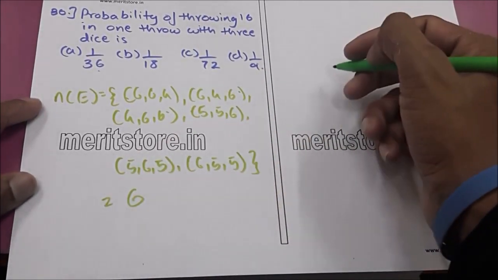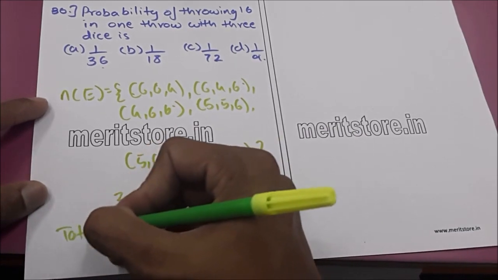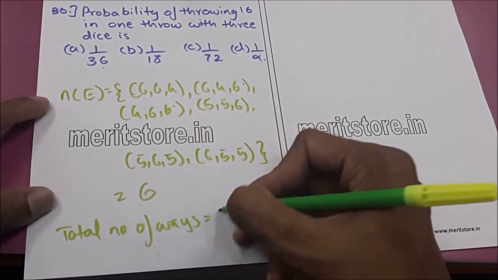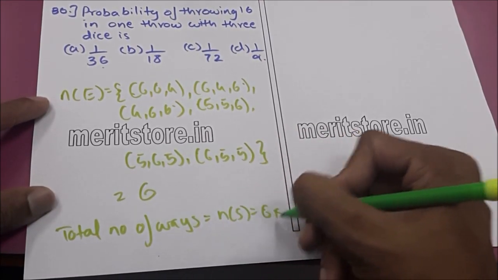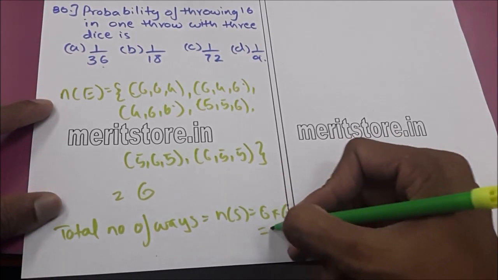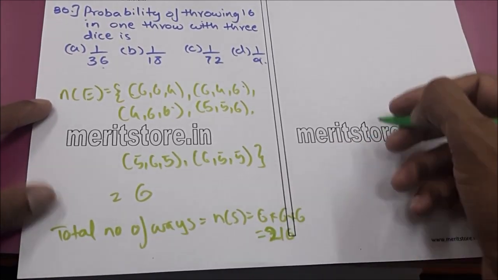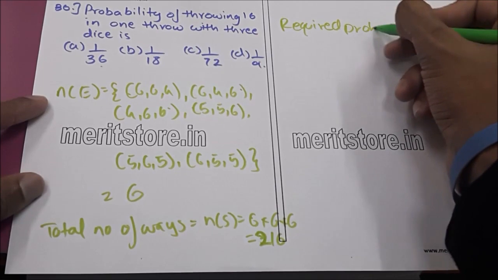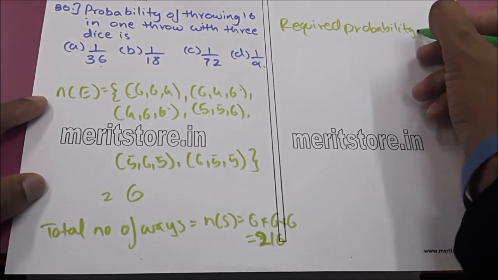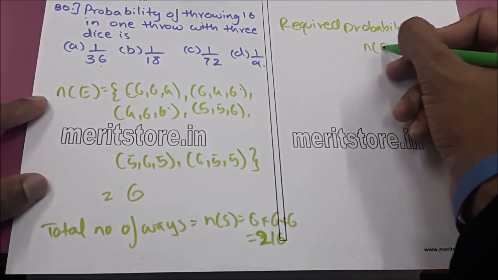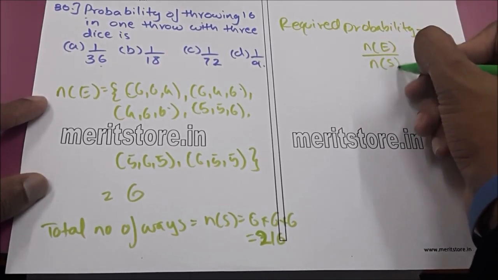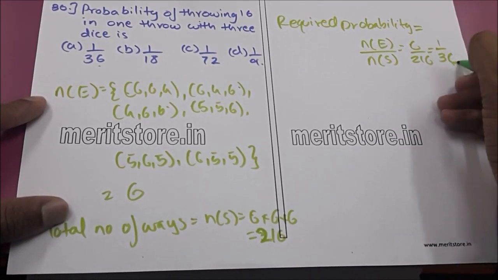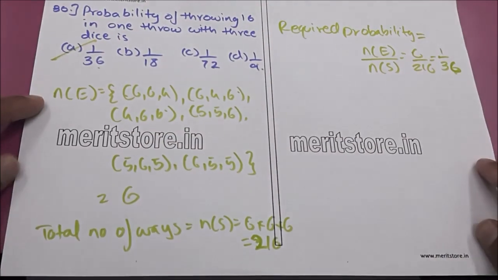So the total number of ways, that is n of S, is equal to 6 into 6 into 6, which is equal to 216. So the required probability is equal to n of E upon n of S, which is 6 by 216, which is equal to 1 by 36, which is option A. Therefore option A is the correct answer.